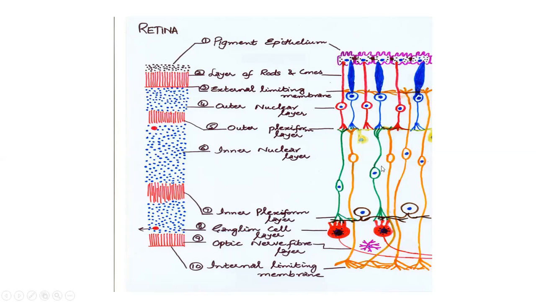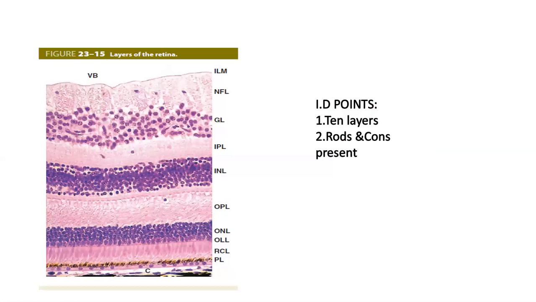In the schematic diagram, you can see the shape of rods and cones. The segments of cones are cone shaped and those of rods are rod shaped. Moreover, you can see the large ganglionic cells, their larger nuclei, their shorter dendrites forming synapses with the inner layers, and their long axons exiting to form the optic nerve. So this is again a repetition of the layers of the retina.